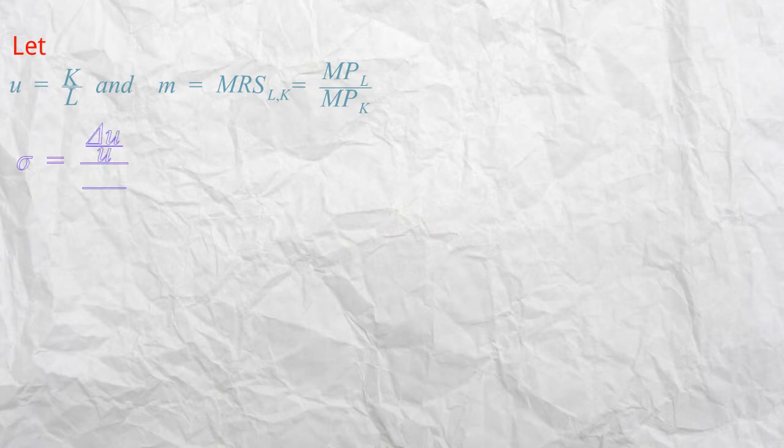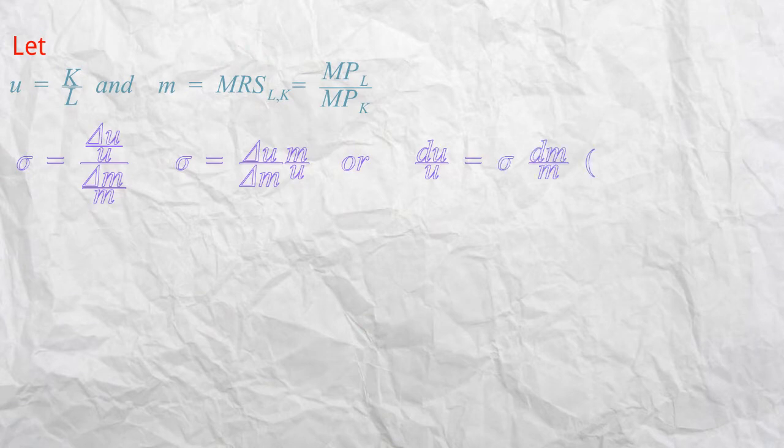Now let the capital-labor ratio be denoted by U and MRS be denoted by M. Putting this notation into the elasticity of substitution equation, we get sigma is equal to delta U over U all over delta M over M, which is equal to delta U over delta M times M over U, or dU over U is equal to sigma, which is the elasticity of substitution, times dM over M. Of course, we took the limiting case where delta M approaches 0.